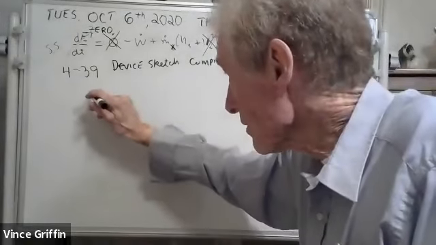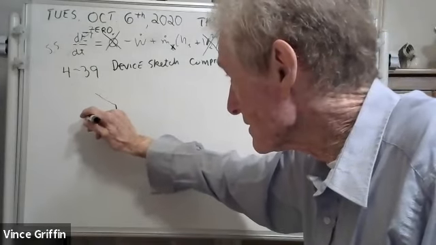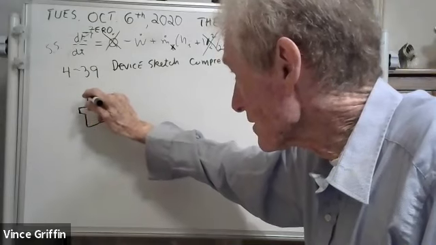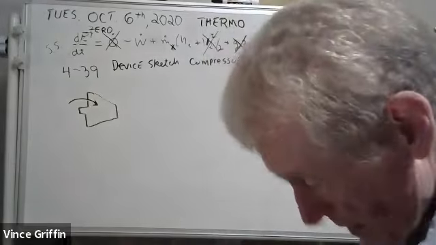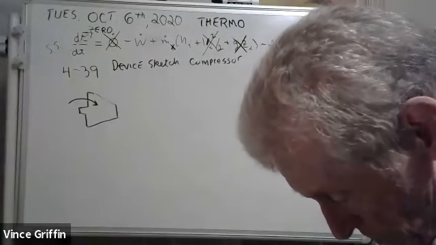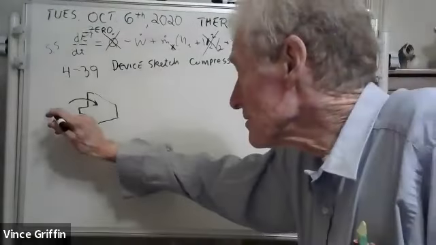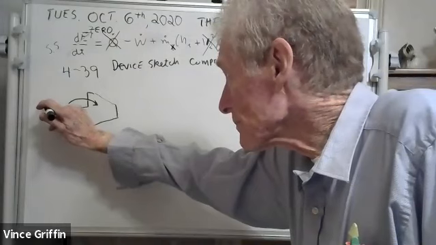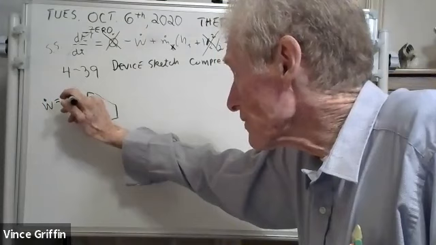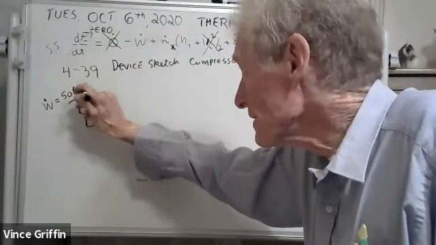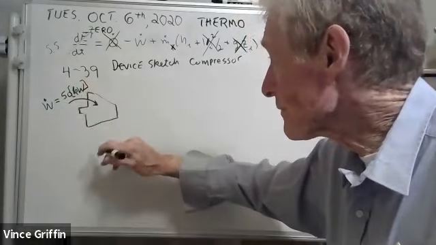And when you go to draw the compressor, it kind of looks like this, and you have to input power. We're going to do 439. Now, what did they say? The input is 50 kilowatts. So you got input power is 50 kilowatts coming in. There you go.